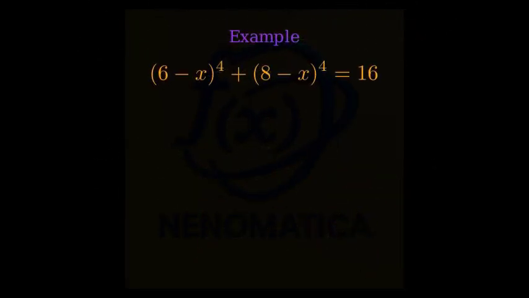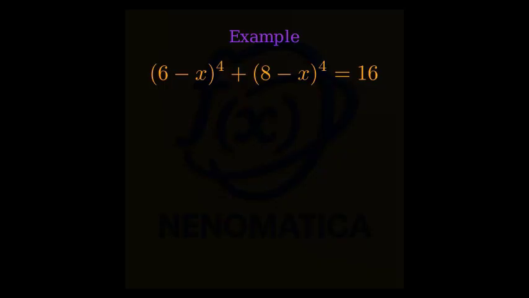In this example, we solve the equation (6 minus x) to the fourth plus (8 minus x) to the fourth equals 16. We'll use an average substitution to simplify the symmetry, then expand, cancel, and factor to finish. Step 1 is a change of variable using the average of the two bases.